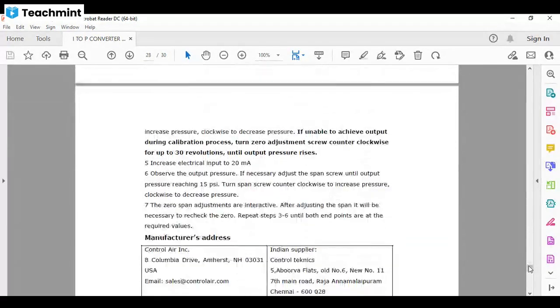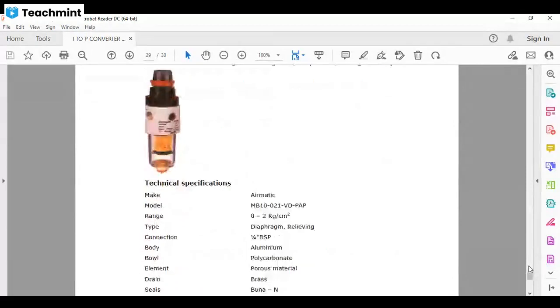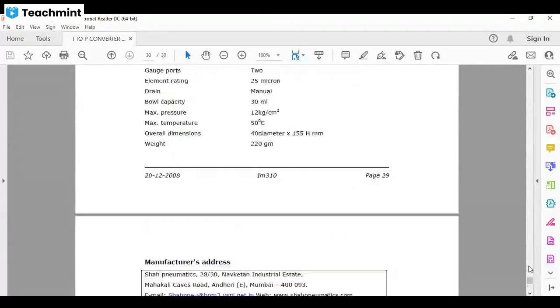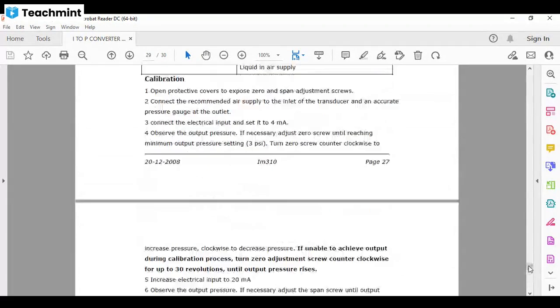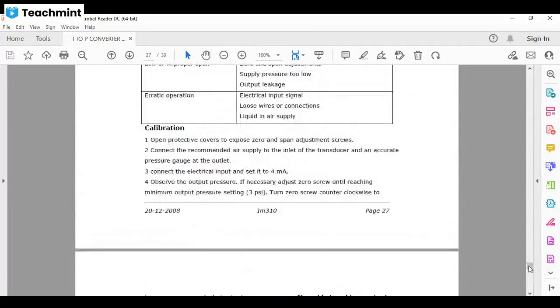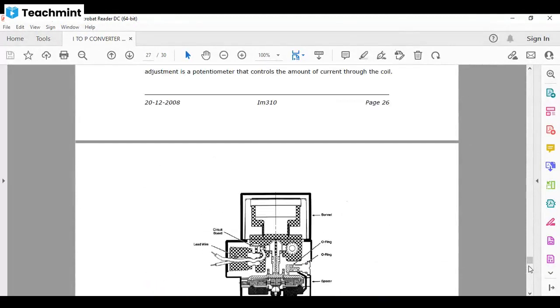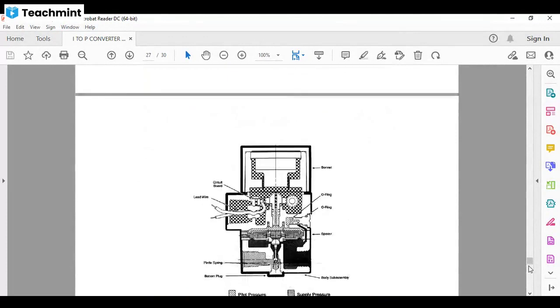Just one second. This diagram is too complicated.